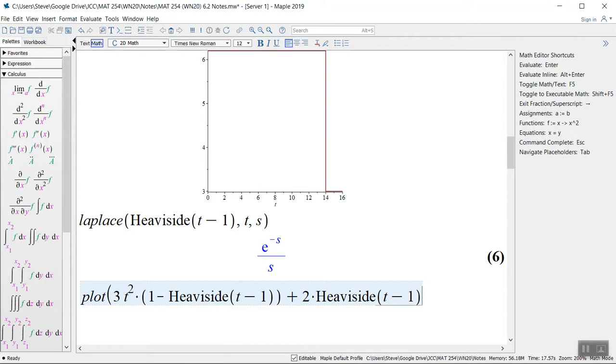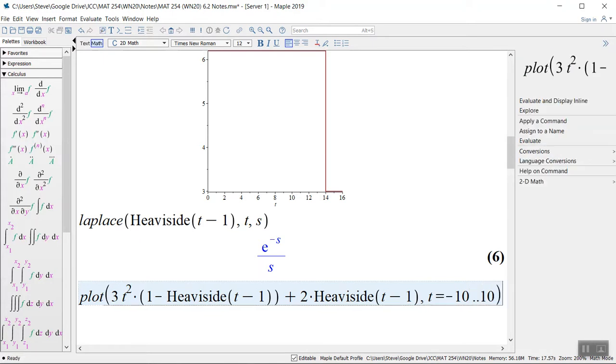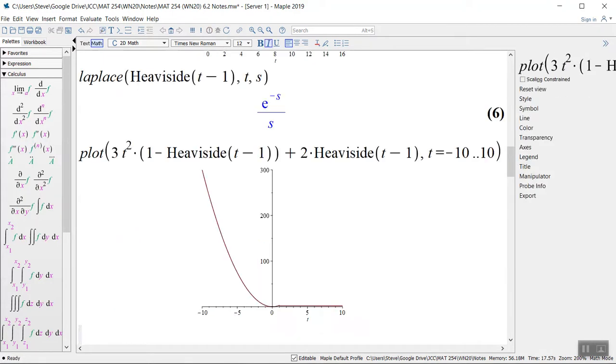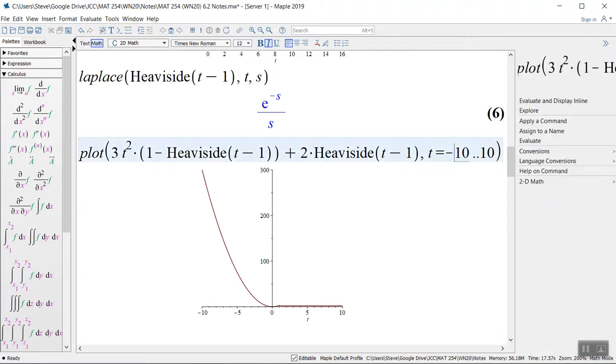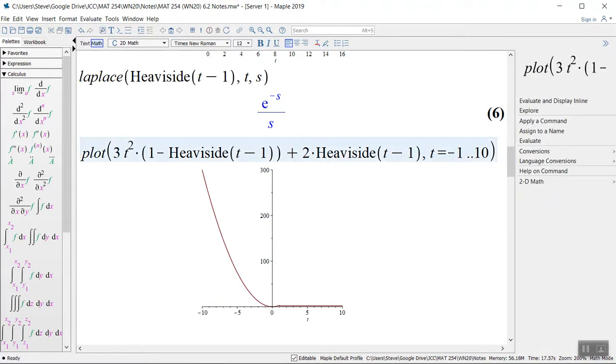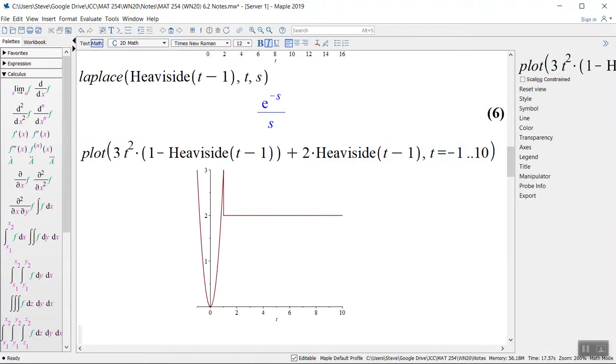Okay, so I can close my parentheses, or if I want to kind of force it, I can say I want to pay attention to t equals, I don't know, -10 to +10, something like that. And we can take a look at the graph. So it behaves like a quadratic right up until t equals 1. And if I decrease this, if I go from -1 to 10, something like that, then you can see it behaves like a quadratic, and then at t equals 1, it just drops down to 2, and then stays constant at 2.